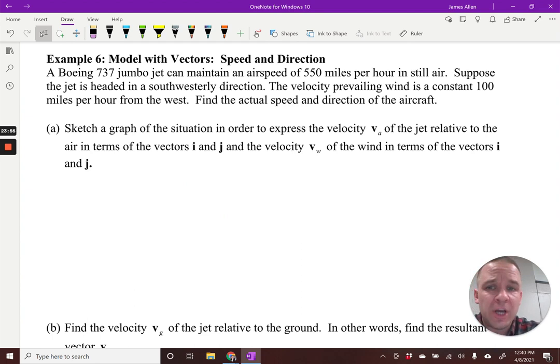A Boeing 737 jumbo jet can maintain an airspeed of 550 miles per hour in still air. Okay, meaning no air, like in the vacuum of space. We wouldn't want that actually. Suppose the jet is headed in a southwesterly direction, meaning southwest. So that's that 45 degree, right? The velocity of the prevailing wind is a constant 100 miles per hour from the west. So it's blowing from the west to the east. Find the actual speed and direction of the aircraft.